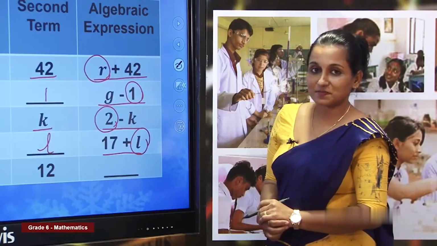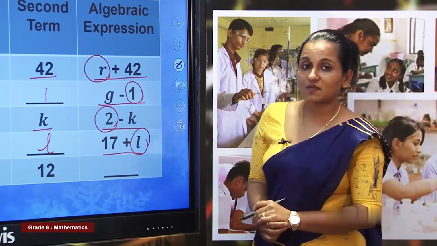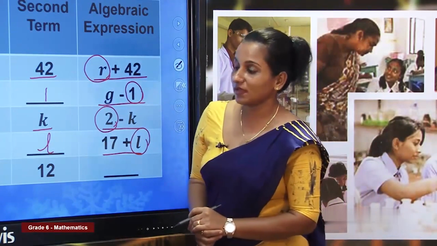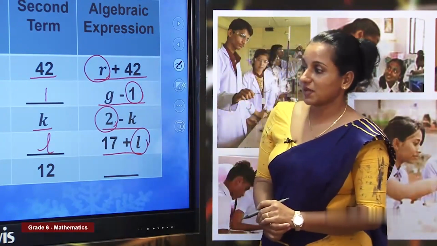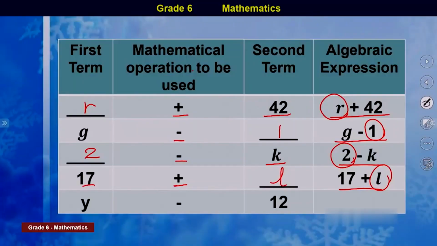My last example. I have the first term as y and the mathematical operation used is subtract. The second term is 12. Then what is the algebraic expression I can build? I have y as the first term, then the subtraction, and my second term is 12.